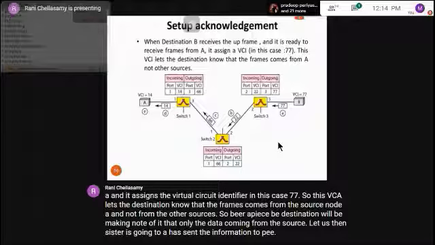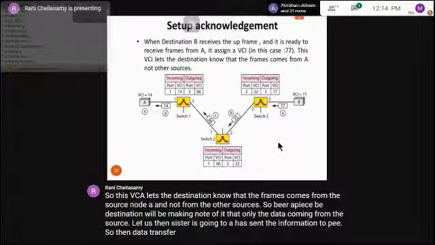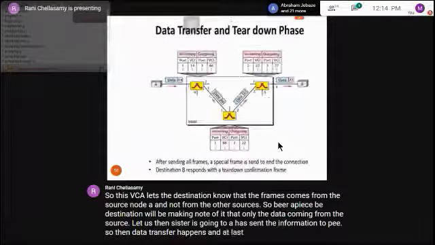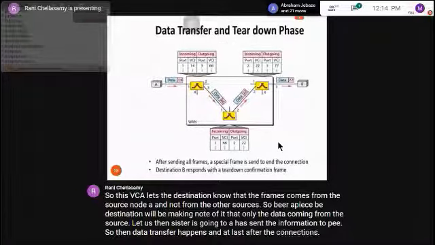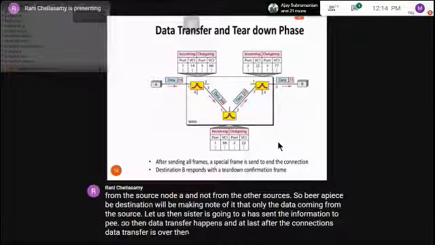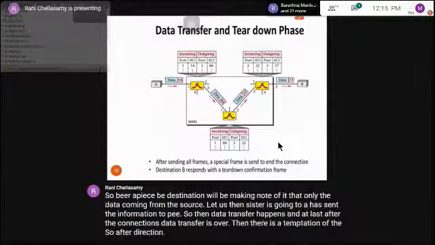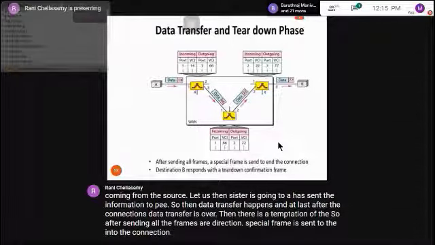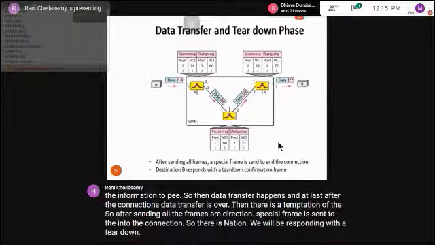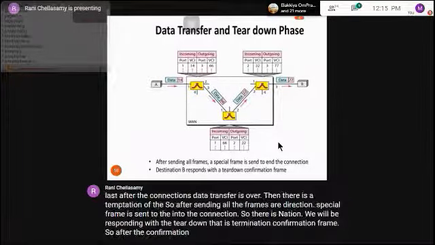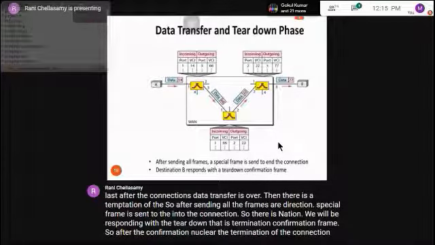Okay. So then data transfer happens, and at last, after the data transfer is over, there will be a termination of the connection. So after sending all the frames, a special frame is sent to end the connection. So the destination B will respond with the teardown, the termination confirmation frame. So after the confirmation, the termination of the connection will be carried out.